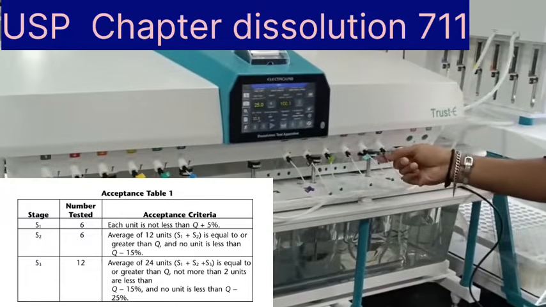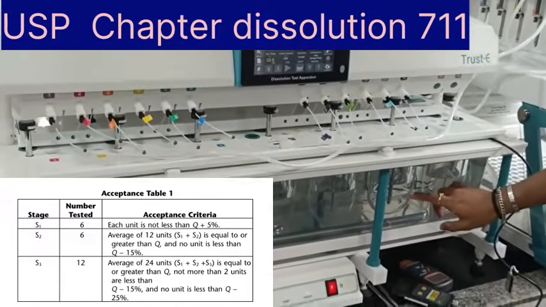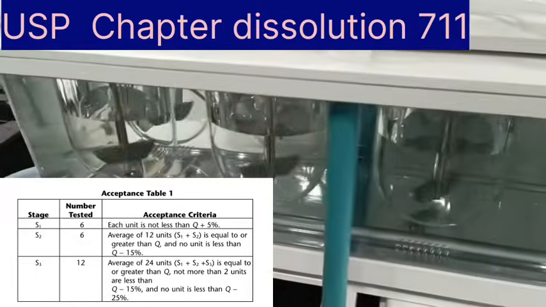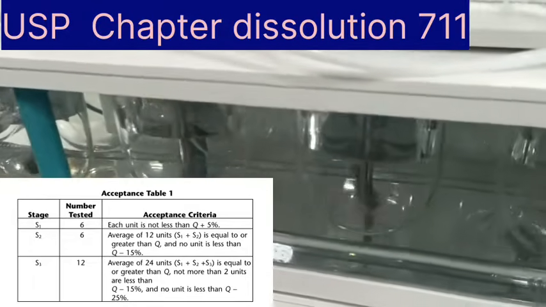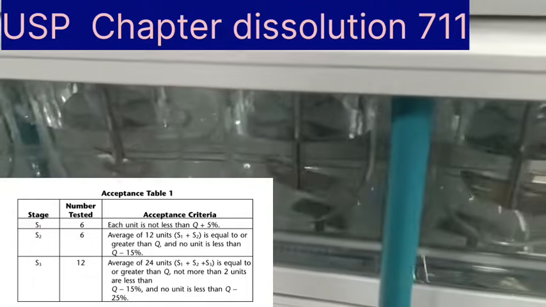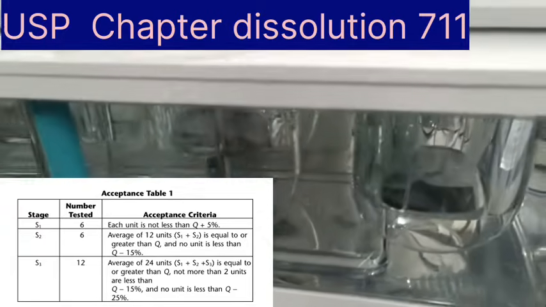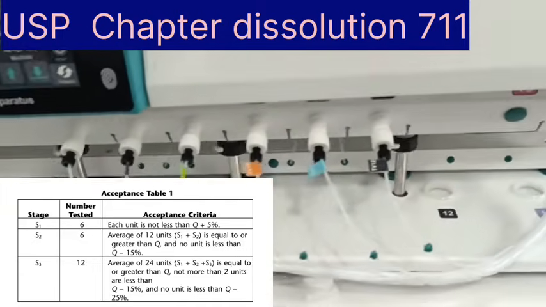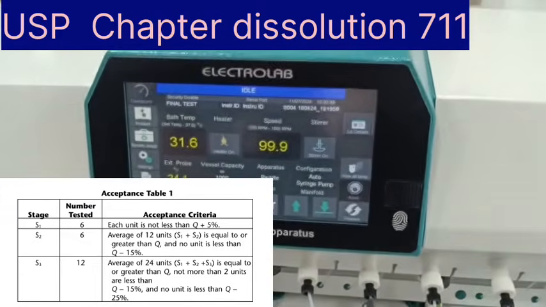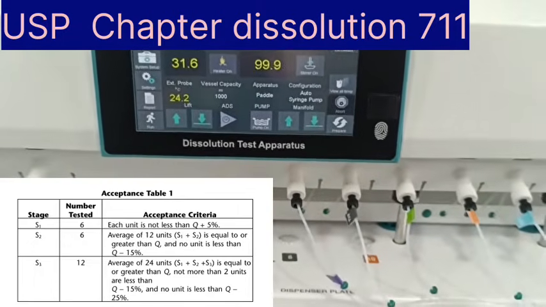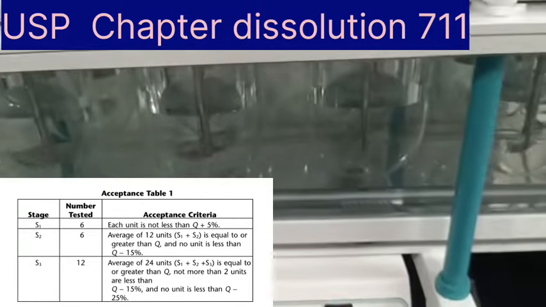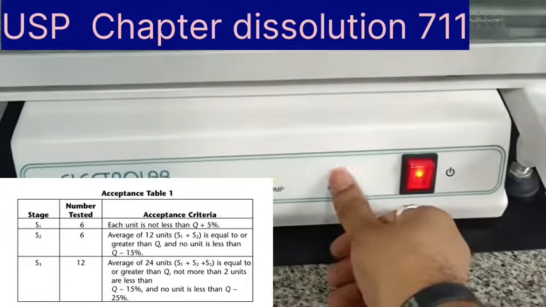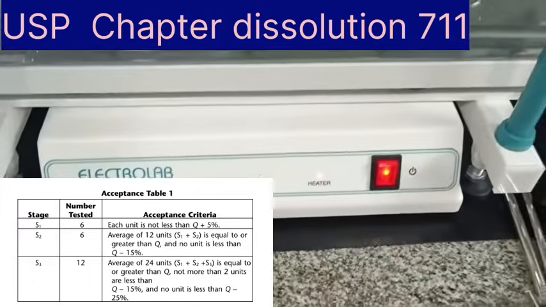What is the acceptance criteria at the S2 level? The average of 12 units, meaning 6 from stage 1 and 6 from stage 2, is equal to or greater than exactly the Q value. What is the Q value in our case? It is 85%. I'm not talking about the individual units at the S2 level, I'm talking about the average of 12 units, which should be greater than 85%, the Q value. If there are units less than 85%, it is still going to be acceptable, provided no unit is less than Q minus 15%. No unit should be less than Q minus 15%. And what is the Q in our case?